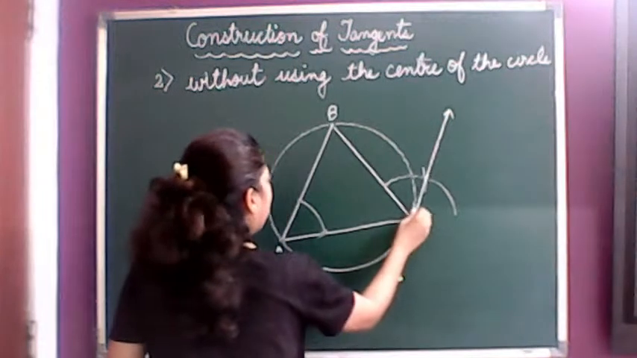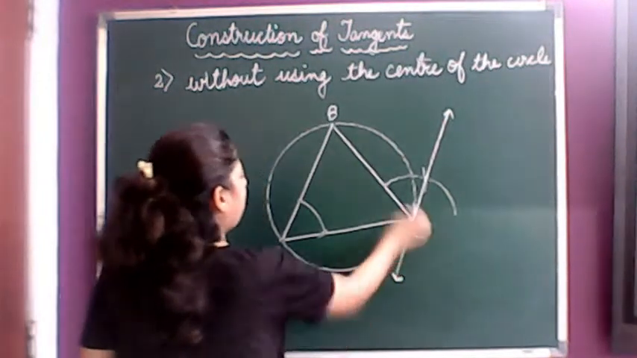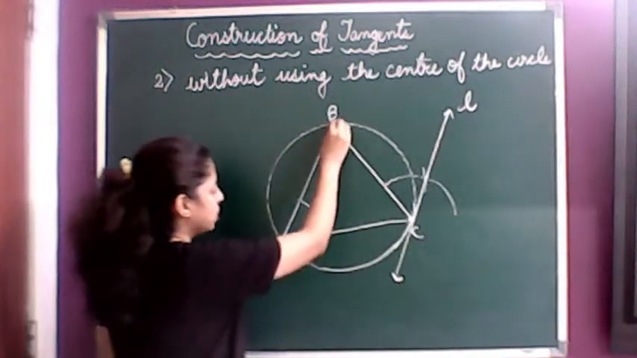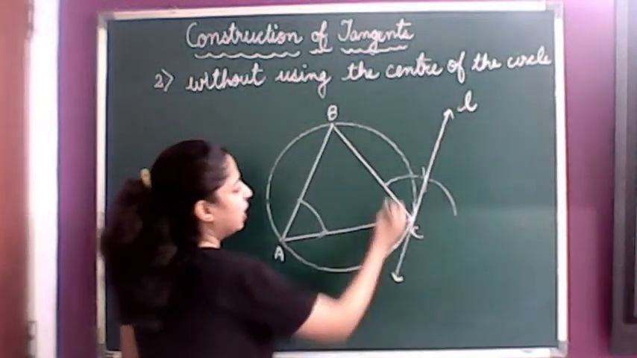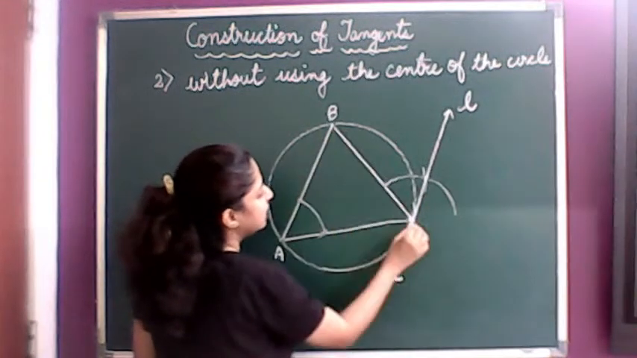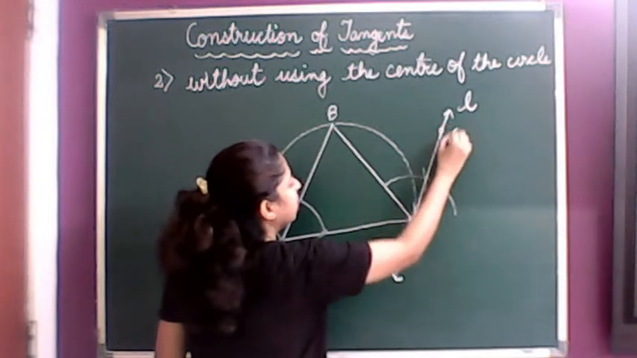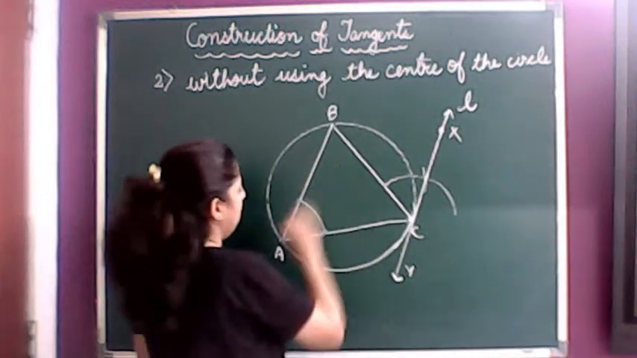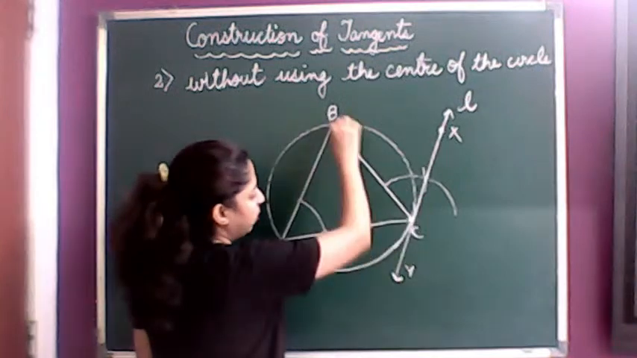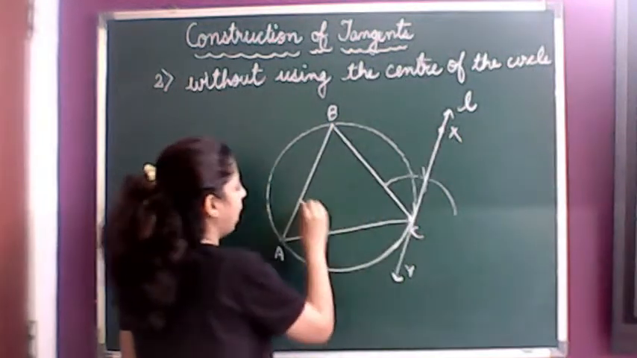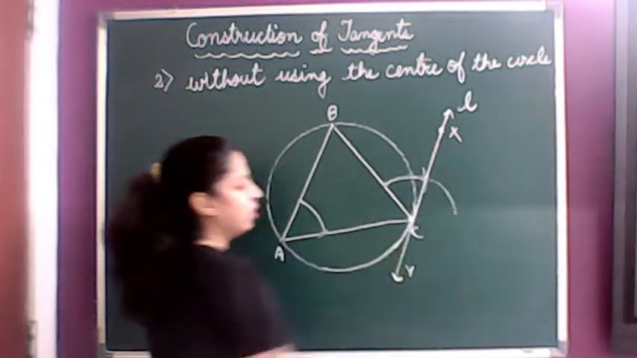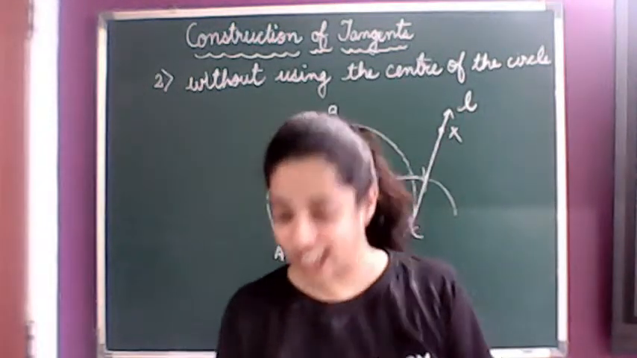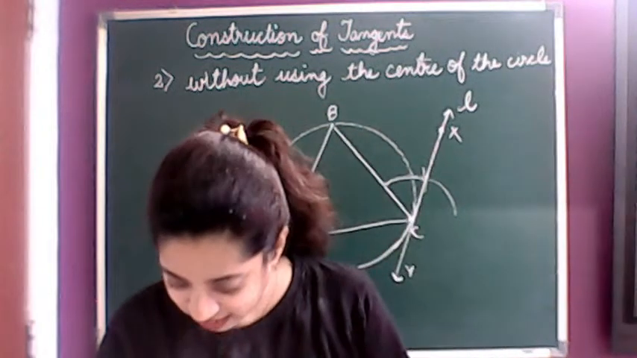So this is the required tangent which is touching the circle at point C. This L is the required tangent because angle BAC is equal to angle BCX, if this is X and Y. These two angles are equal. That is why this L is the required tangent. Is it clear? Is it clear, Neha?